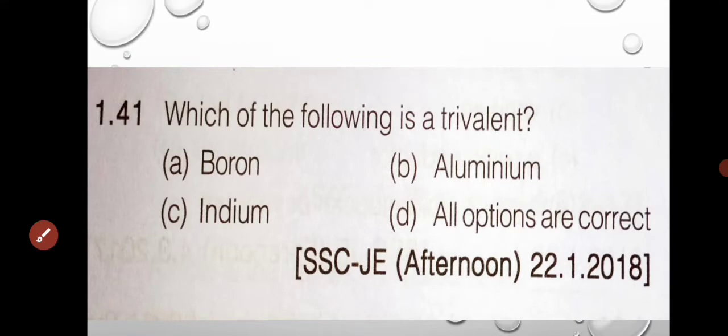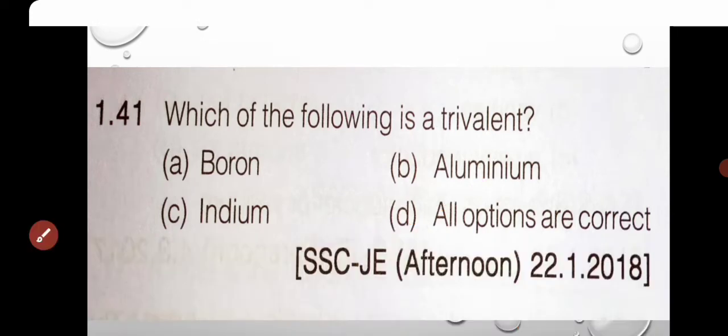Now the next question: which of the following is trivalent? Its correct answer will be option D, that is all of these. Basically, all of these means boron is a trivalent atom, aluminum is a trivalent atom, indium is also a trivalent atom. So its correct answer will be option D, that is all options are correct.